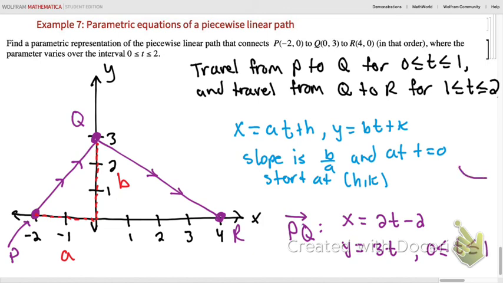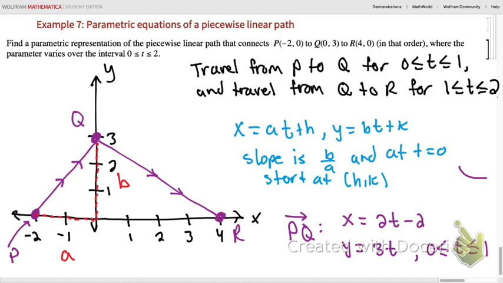You should verify that when you plug in 0, you get the coordinates of P, which you do. You get -2 for x and 0 for y. And when you plug in positive 1, you get 0 for x and 3 for y. So there's the parameterization of the segment from P to Q.